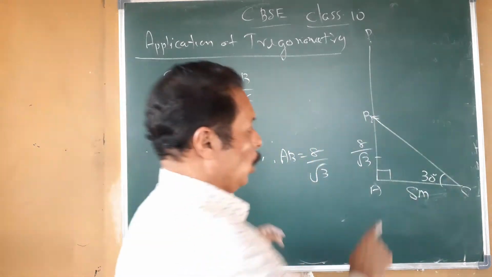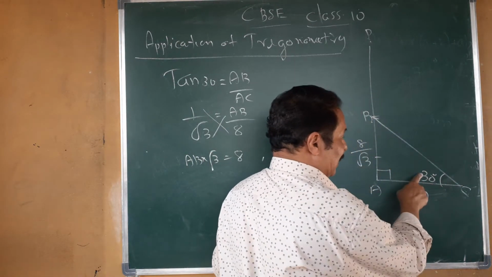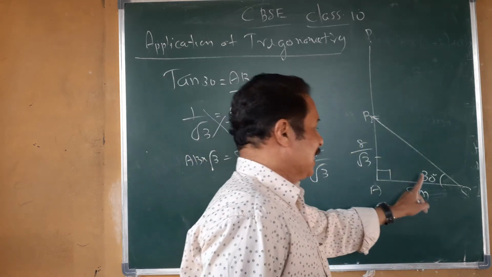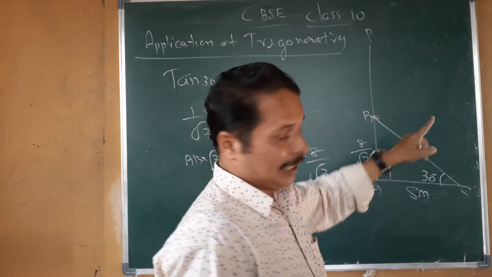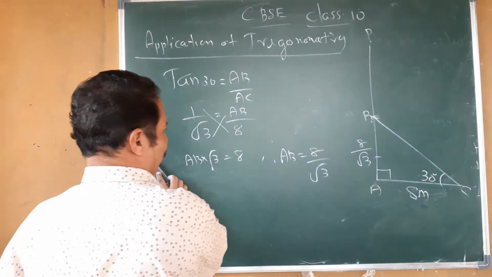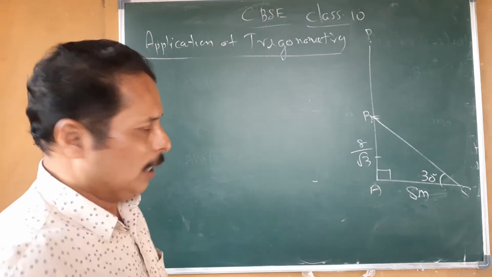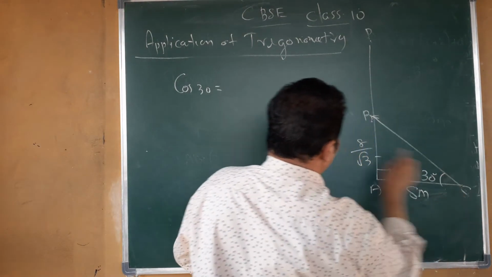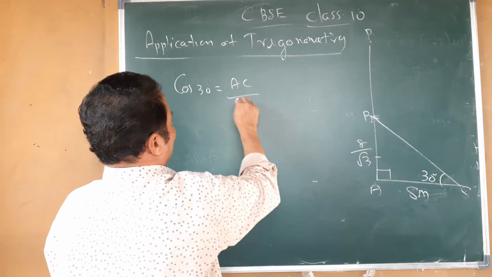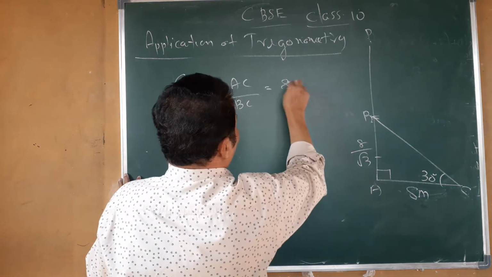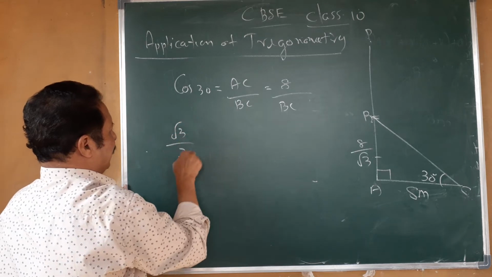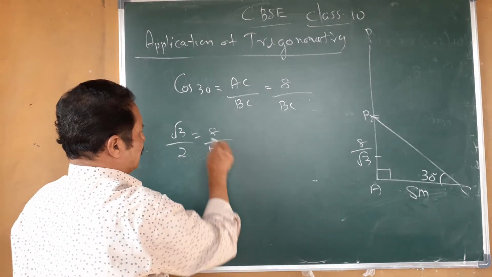There are two: cos 30 equal to adjacent side divided by hypotenuse. Otherwise, sine 30 equal to opposite side divided by hypotenuse. Okay. Now are you ready? So let us look at cos 30. Adjacent side by hypotenuse is AC by BC. That's equal to 8 by BC. Cos 30 equal to root 3 by 2 equal to 8 by BC.